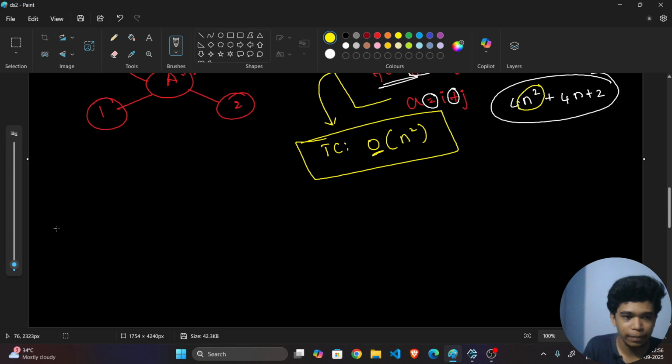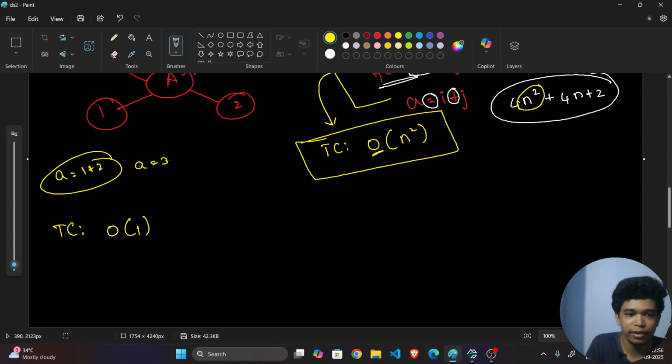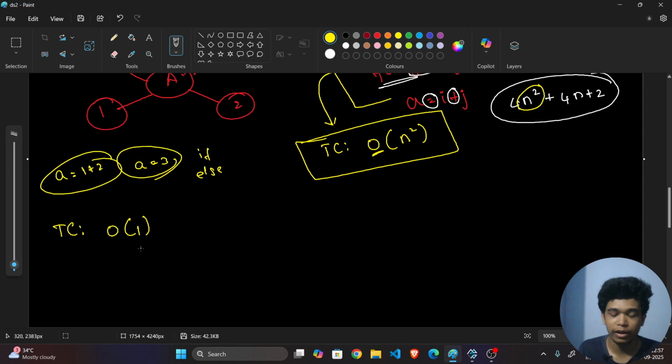Now the time complexity will be in the order of, first of all, O of 1. It means constant time. For example, there is a is equal to 1 plus 2 or a is equal to 3. Here, it will be taking constant time. Or there is an if else statement, then it will be taking constant time. The overall time complexity of constant will always be a smaller value. This will be your best scenario.